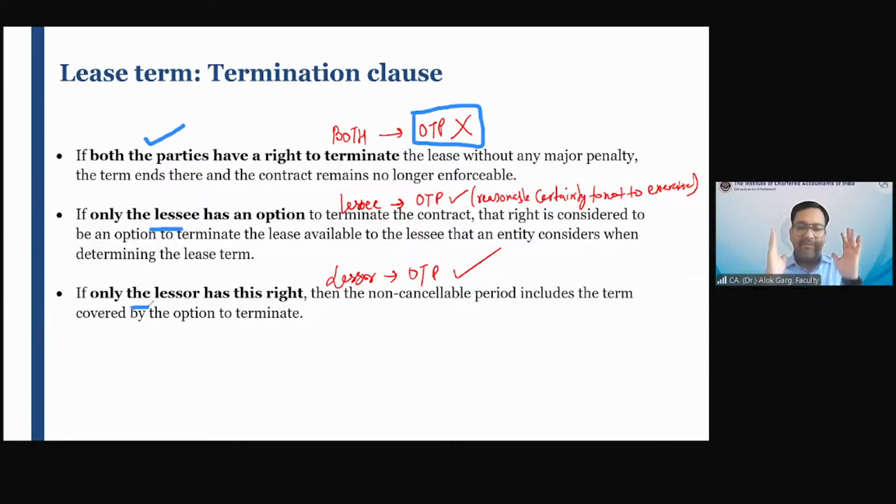Okay. So if both the parties have a right to terminate, then optional termination period will not be considered at all. If only lessee has an option, then you need to see whether lessee is reasonably certain not to exercise. Answer is yes. Then you have to consider the optional termination period as a part of the lease term. And if the lessor has the right to terminate, lessee does not have the right to terminate, then of course optional termination period will be covered for computing the lease term. लेसी के पास तो राइट ही नहीं है ना. करेक्ट. परफेक्ट.